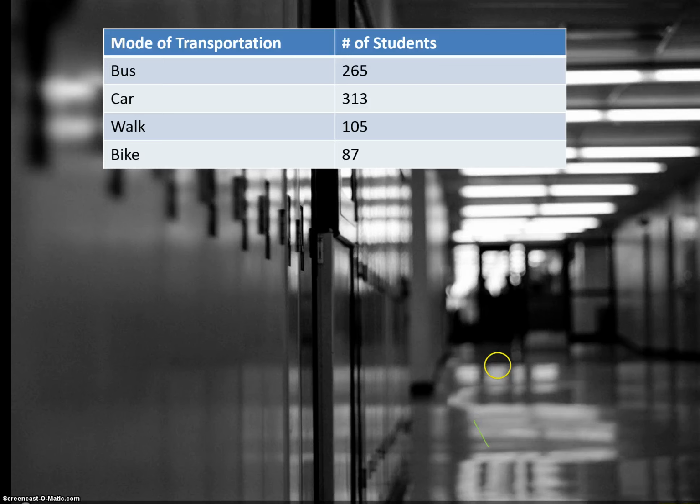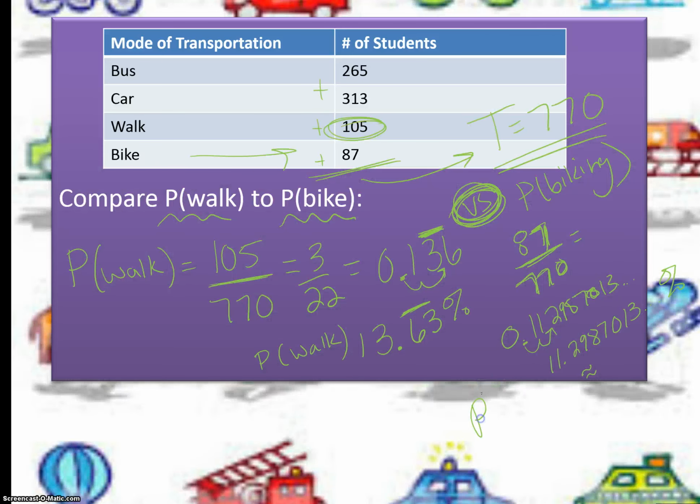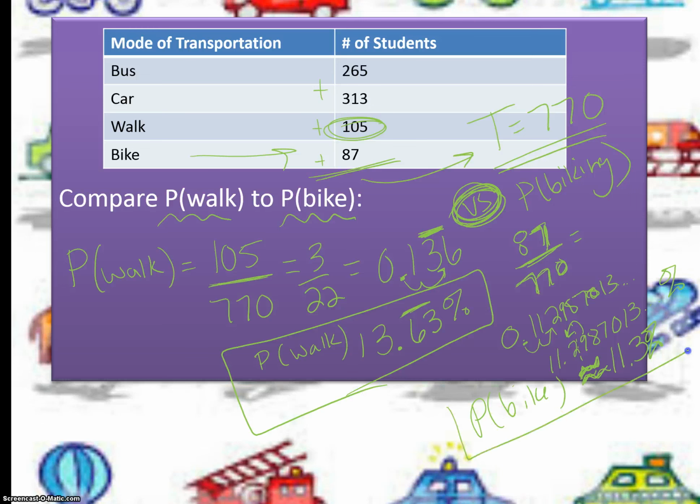So the probability of biking, P of bike, is approximately, that's that squiggly equal sign, it's called the approximate symbol, 11.3. I'm just going to round to the nearest tenth. And as long as you round correctly, you're all good. Percent. Now which one do I have to compare? Which one of these is greater? 13%? 11%. Well, the probability of walking is greater than, so my alligator eats my bigger number. Probability of walking is greater than my probability of biking.